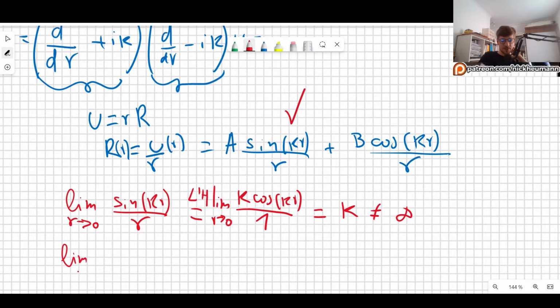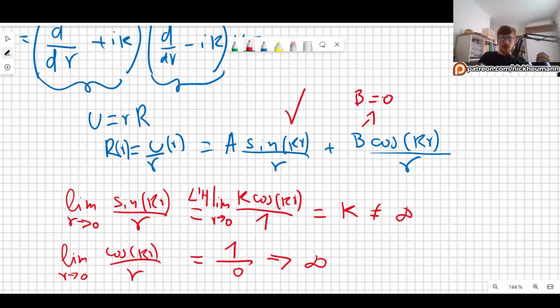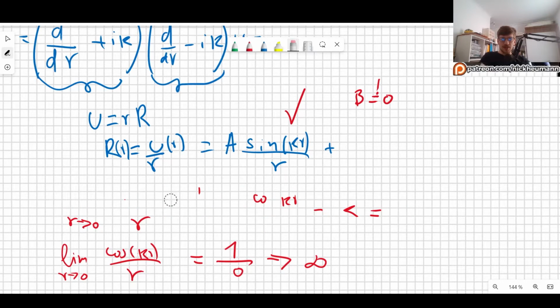Now doing the same analysis, but for cosine of kr over r, we can see that the cosine goes to 1, but r goes to 0. So we get 1 over 0, this blows up. It goes to infinity. So that is of course not good, because if we want the wave function to be normalizable, it can't go to infinity, otherwise it just doesn't represent a real physical state. So that means that b needs to be equal to 0. We need to impose that. So that means goodbye to this part. Okay, so that is one of the conditions.